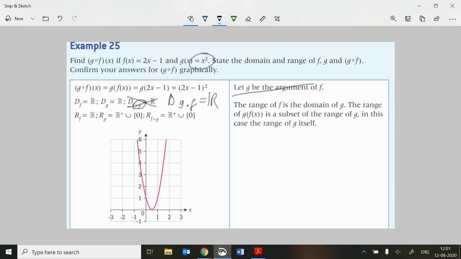The range of g we've already talked about as well. We can get out any non-negative number, so 0 and positive numbers, what we can get out of x squared. And of g of f, considering that the domain of this is any real number that's going in, then the range which is coming out of this is basically any positive number.